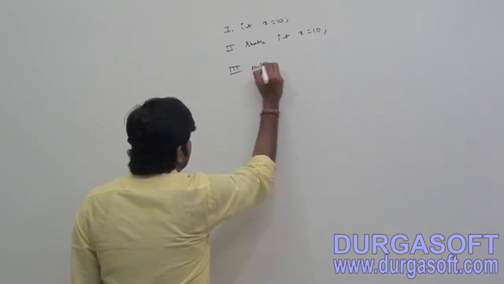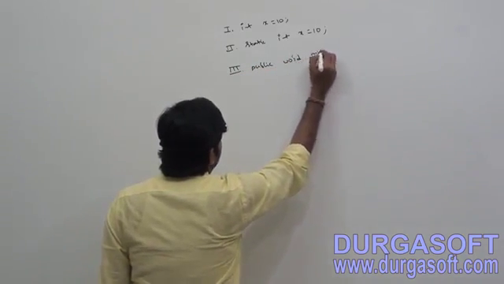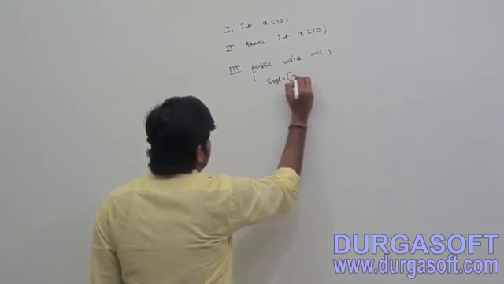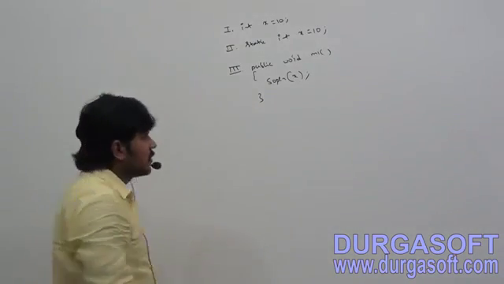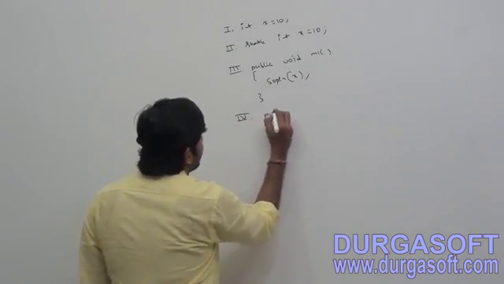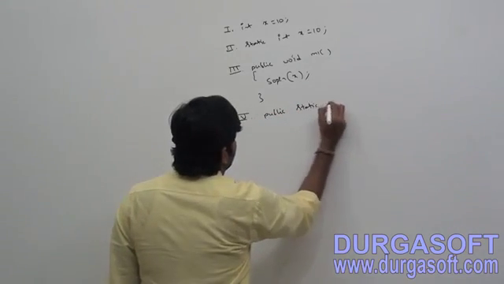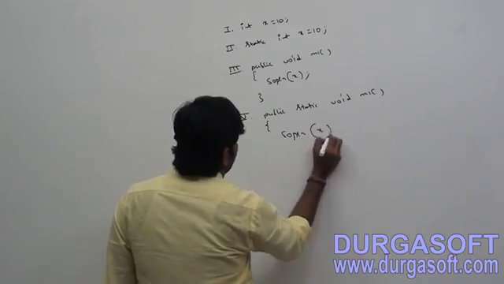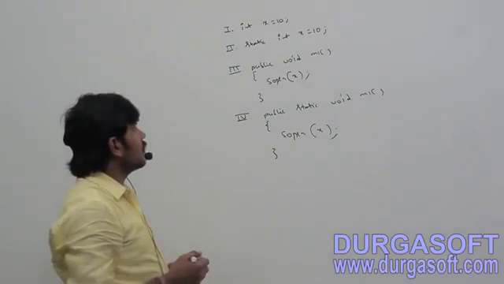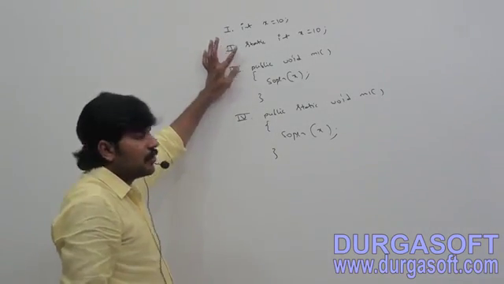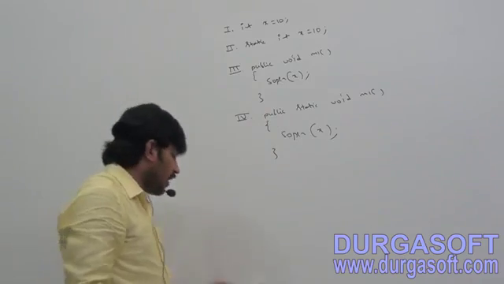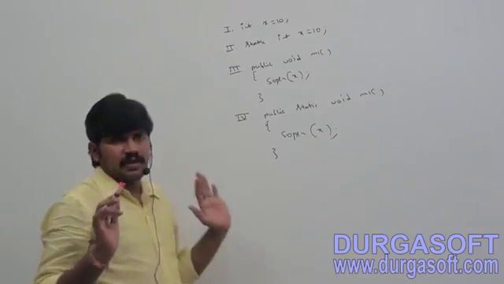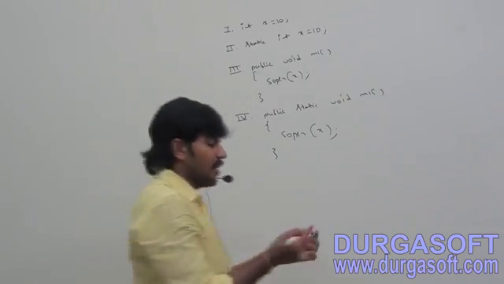Third declaration, public void m1, SOP of x. Fourth, public static void m1, SOP of x. Are you getting it? Sir, one instance variable, one static variable, one instance method, one static method. Like that, 4 declarations are there. Within the same class, which declarations can we take simultaneously?